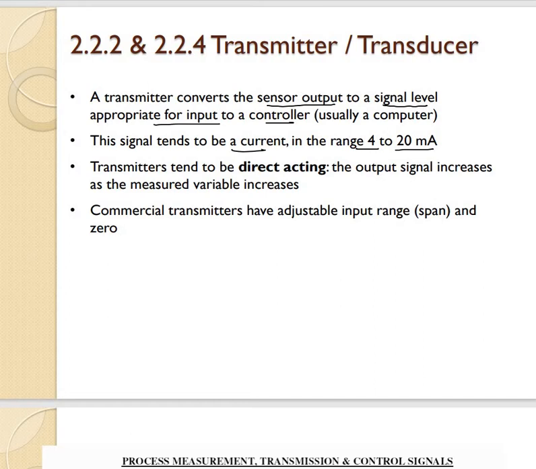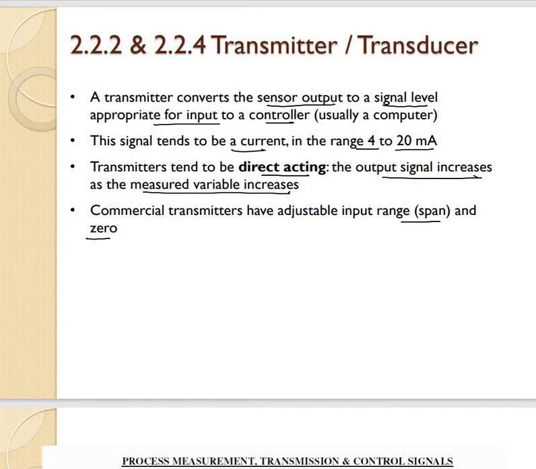So transmitters tend to be direct acting. When the output signal increases, the measured variable also increases. So this is direct acting. We can say directly proportional. So that's why we can use a transmitter. Commercial transmitters have adjustable input range, span and 0.